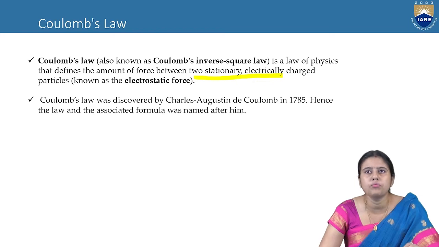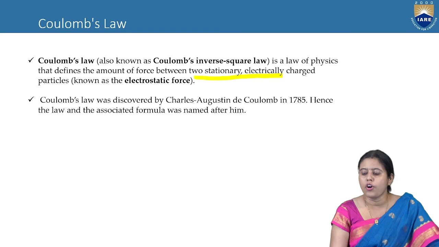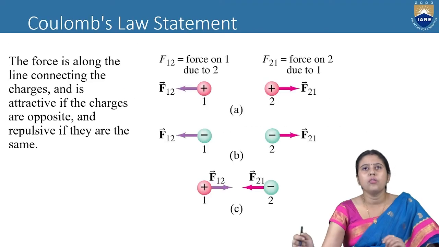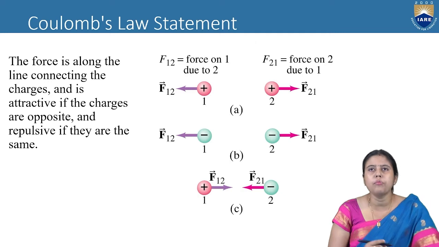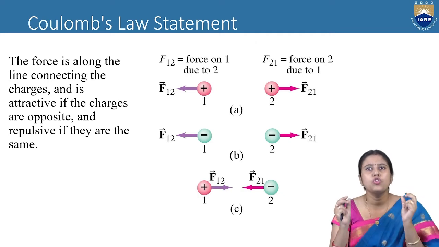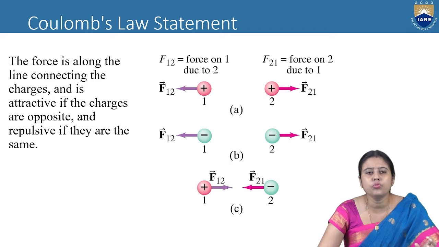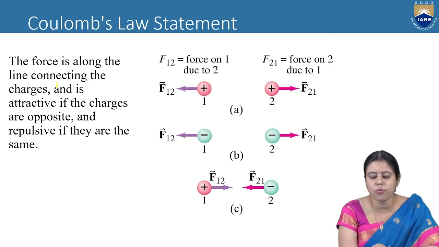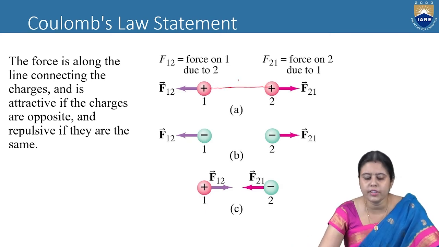Coulomb's law was first discovered by Charles Augustin de Coulomb in the year 1785, and the law is named after him. It is also known as the inverse square law. So what is this law? According to Coulomb's law, if two charges are there, the two charges will exert some force on each other, and the force always works along the line connecting them.